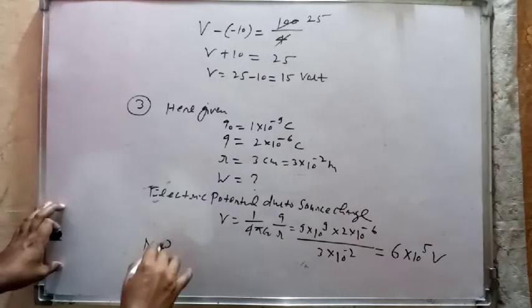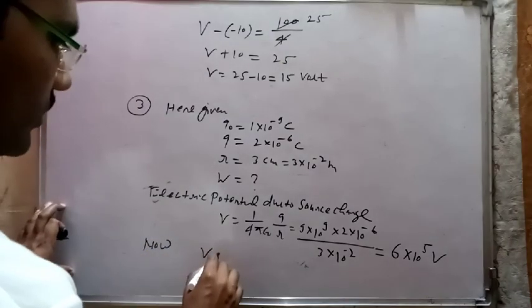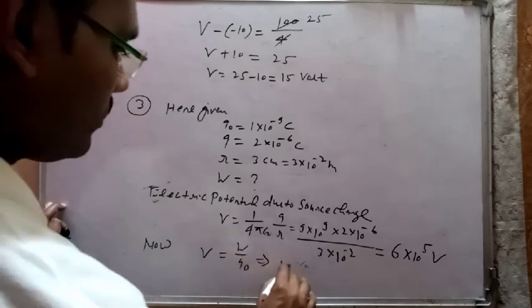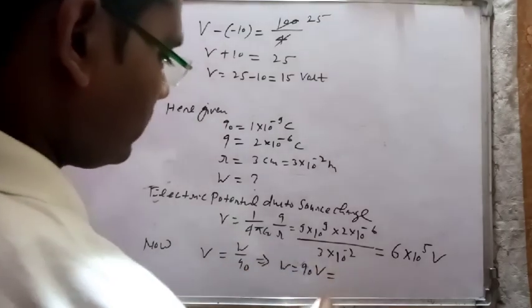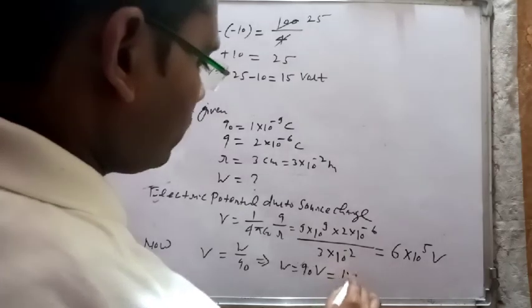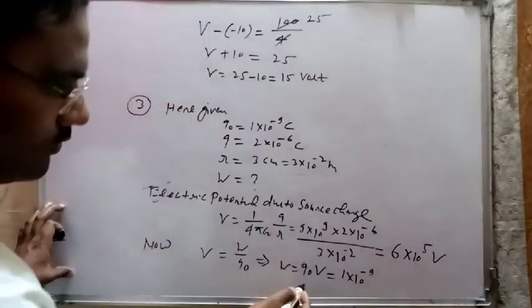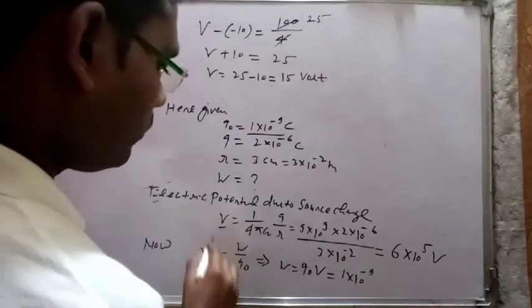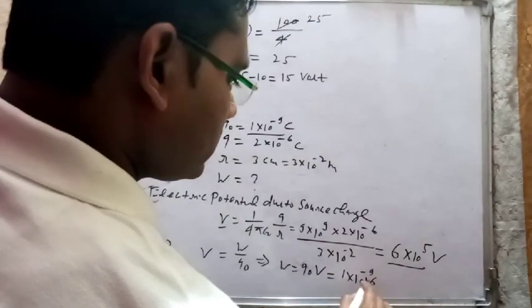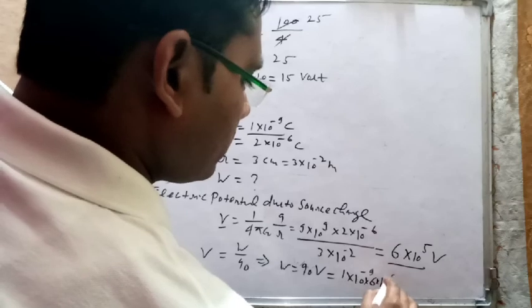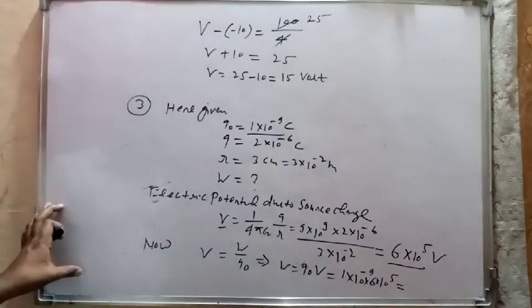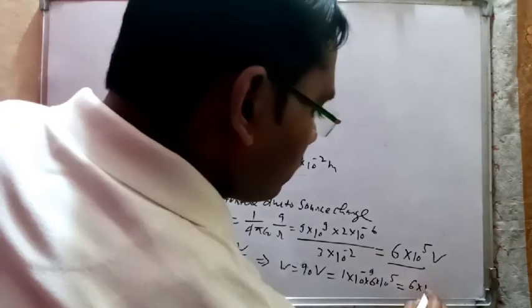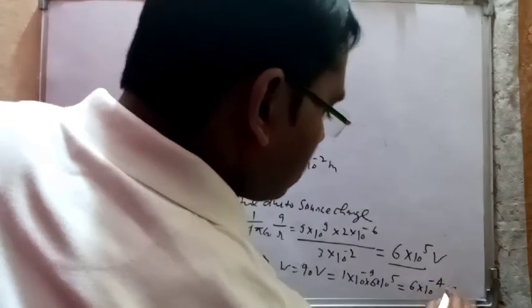Now V is equal to W by Q naught. Therefore, W is equal to Q naught V. Value of Q naught is 1 into 10 to the power minus 9, and the value of potential is 6 into 10 to the power 5. If we solve this, we get 6 into 10 to the power minus 4 joule.